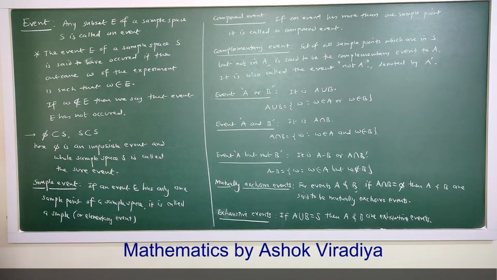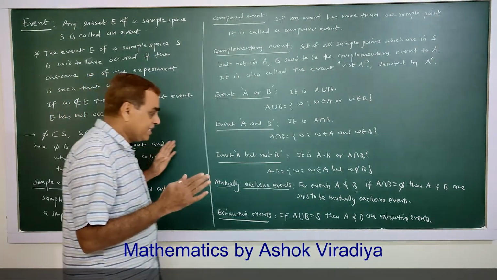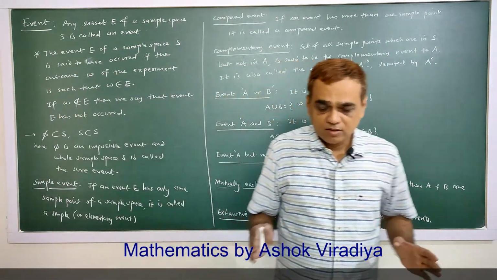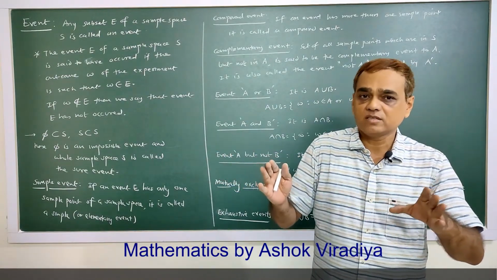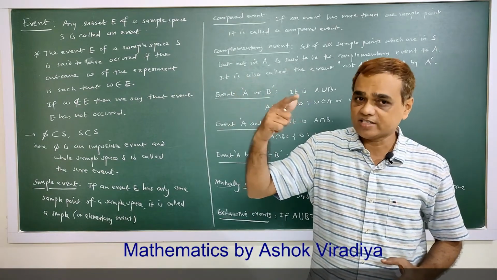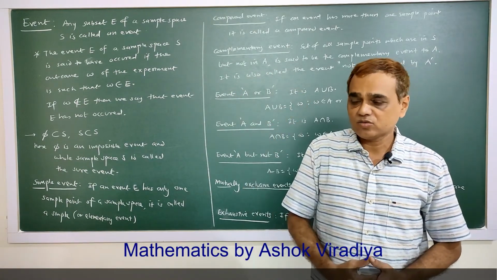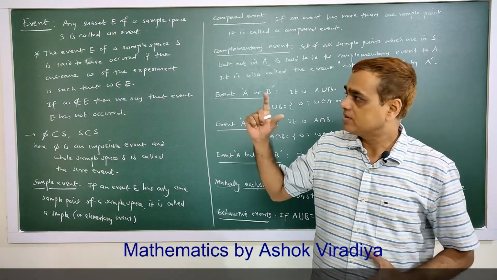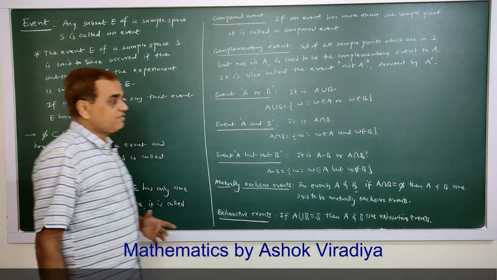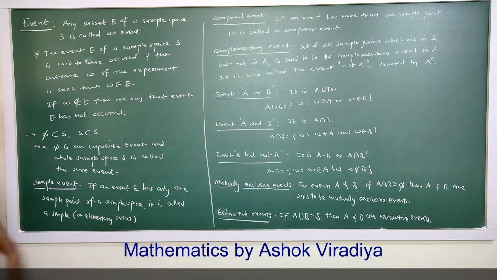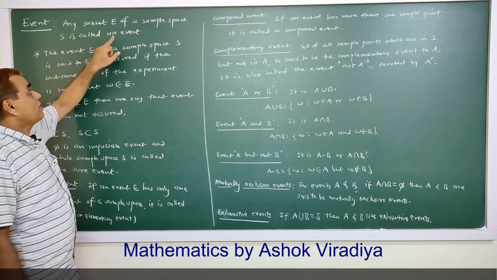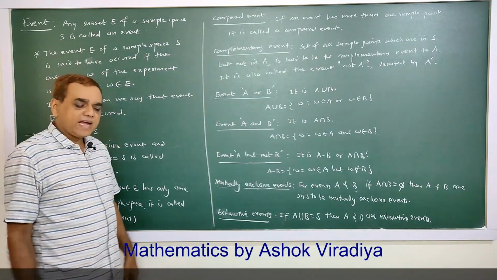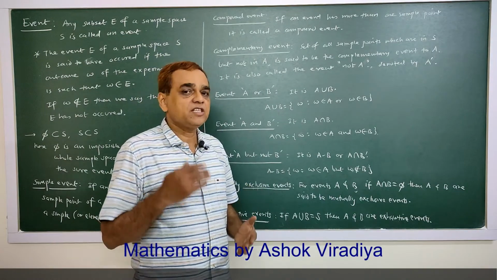Now the next topic is event. There are some words in this topic of probability which are similar to words we learned in set theory, sets and operations. So the same algebra as set algebra. The first word is event. Any subset E of a sample space S is called an event. Any subset of a sample space is an event.